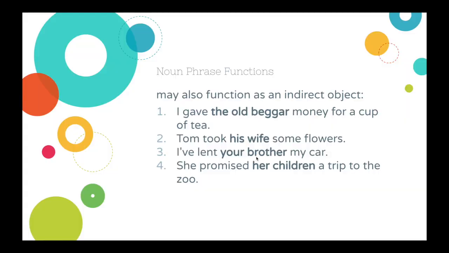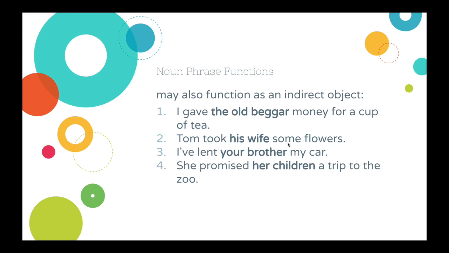Right, so we can also use it as an indirect object. So I gave the old beggar money for a cup of tea. So yeah, the direct object is money, the indirect object is the old beggar. Because something that I gave, you don't give the old beggar to money, right? I mean, money cannot receive an old beggar, right? That's the idea. So the direct object of the word gave is money, the indirect one is the old beggar.